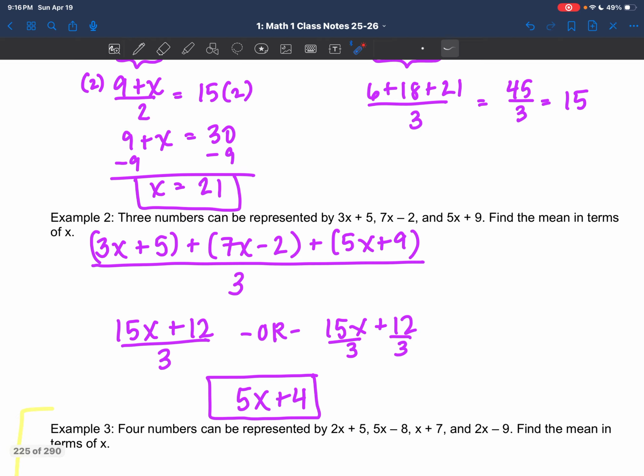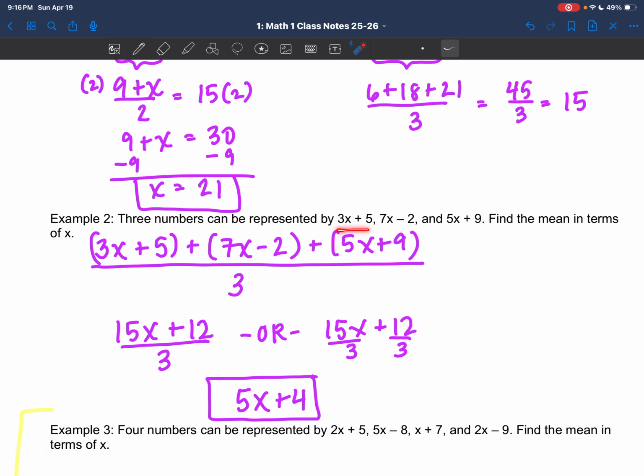All right, and then for number 2, 3 numbers can be represented. Find the mean in terms of x. So we've got our 3 numbers, and since it's 3 numbers, that's why we're dividing by 3. So we're going to combine like terms. We can write it like this, or since the 3 goes with both terms, you could break it up this way and make this 4. I prefer to break it up that way because that way I can simplify. So 15 divided by 3 is 5, 12 divided by 3 is 4, and then it's x.